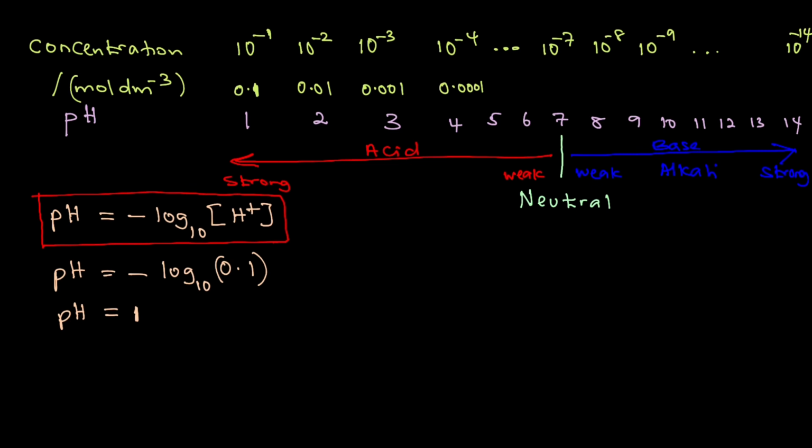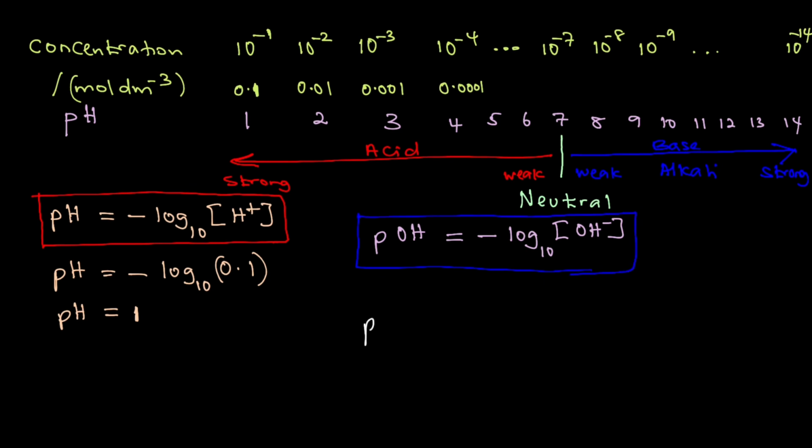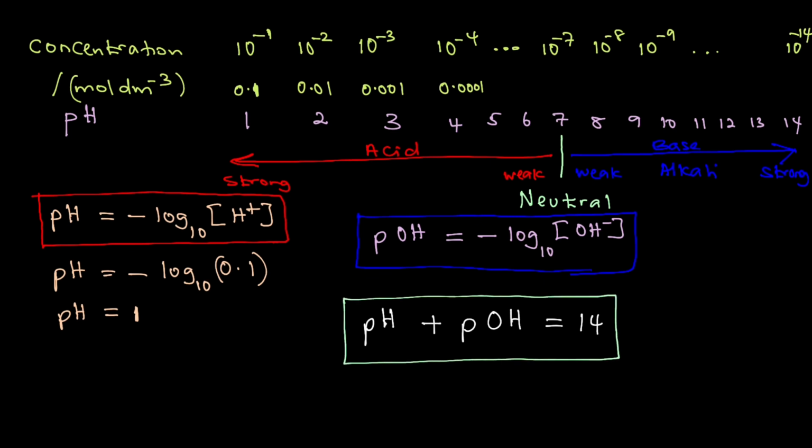We can find the pOH of a base by taking minus log base 10 of the concentration of OH minus. So this value will tell you whether it's a strong base or a weak base. To calculate the pOH, we use this formula: pH plus pOH equals 14. This is the relationship between pH and pOH. If we know the pH, we can find the pOH by taking away the pH from 14.